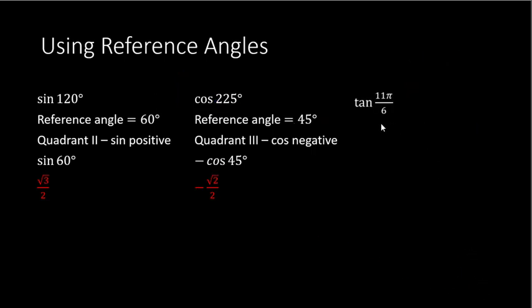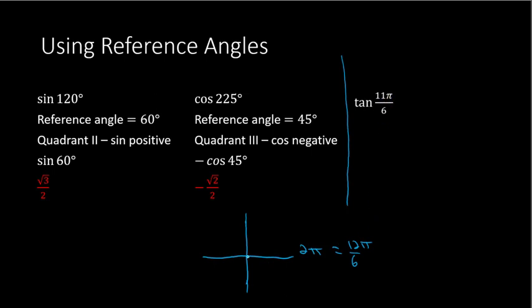Let's try one more example. Here we have tangent of 11 pi over 6. To begin with, we want to figure out our reference angle. There are different ways you can think through where that angle is going to be. Personally, the way I would think through this is that it's very close to 2 pi. 2 pi, all the way around 1 revolution, if you write that as something over 6, would be 12 pi over 6. This is only 1 pi over 6 away from that.